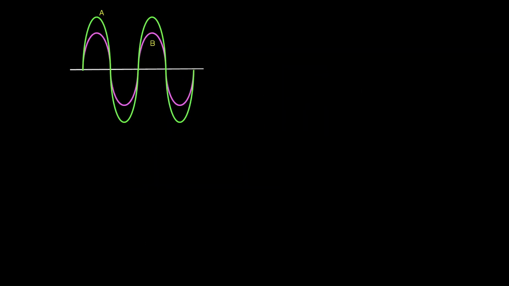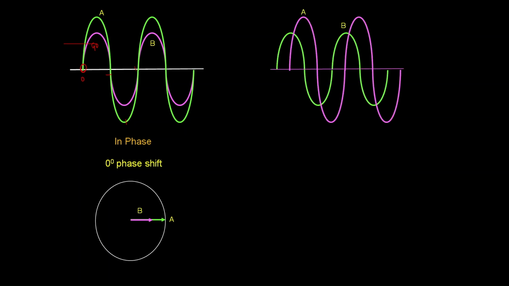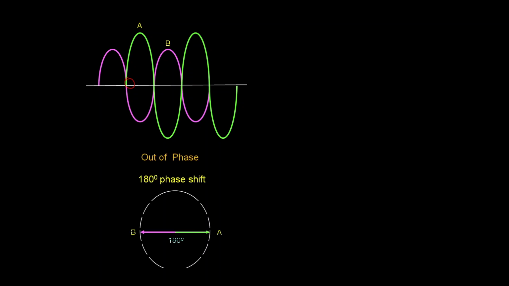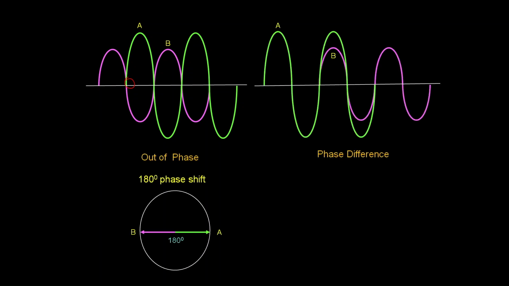We all know that this is 0, this is 90, this is 180, this is 270 and this is 360. If both the waves start from 0 degree, then both the waves are in phase with each other, and it is 0 degree phase shift. If this wave starts at 90 degree, that is a 90 degree phase shift. If it starts from 180 degree, then it is a 180 degree phase shift. If it starts from 360 degree, it's a 360 degree phase shift. It's very simple as that.